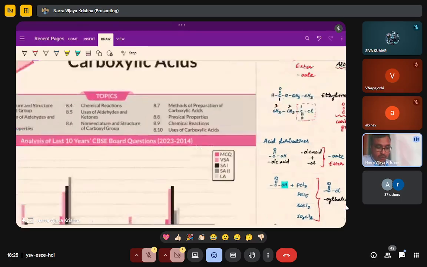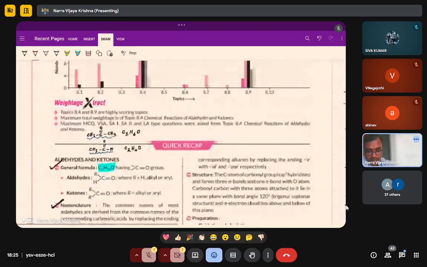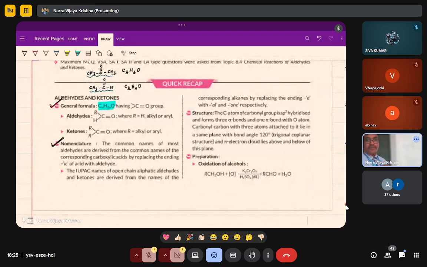Right? That's why we call this chapter carbonyl compounds. Of course, in your NCERT, they call it the aldehydes, ketones, carboxylic acids chapter. But in all these cases, what is common? The C double bond O group is common. That's why we call this chapter carbonyl compounds. Clear? Any questions, sir, about that statement?